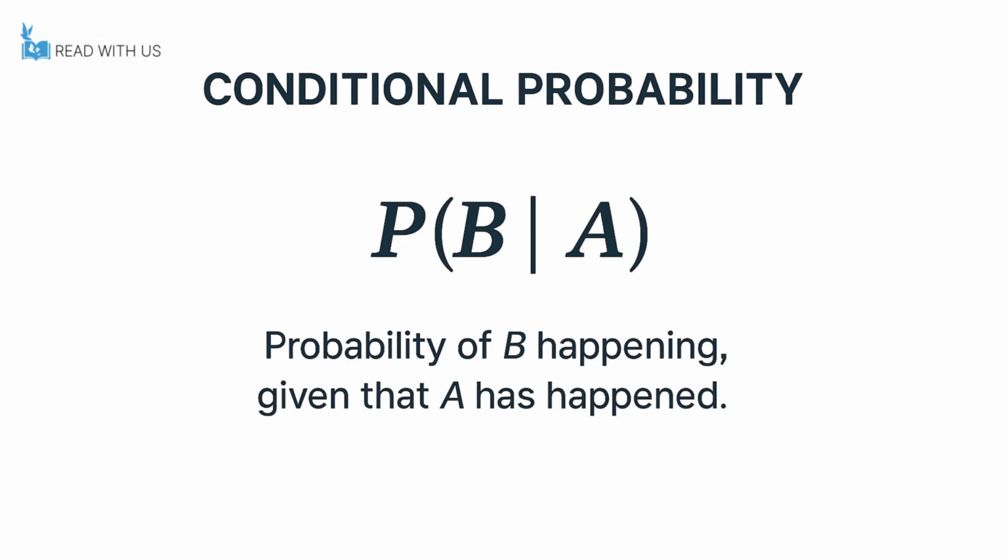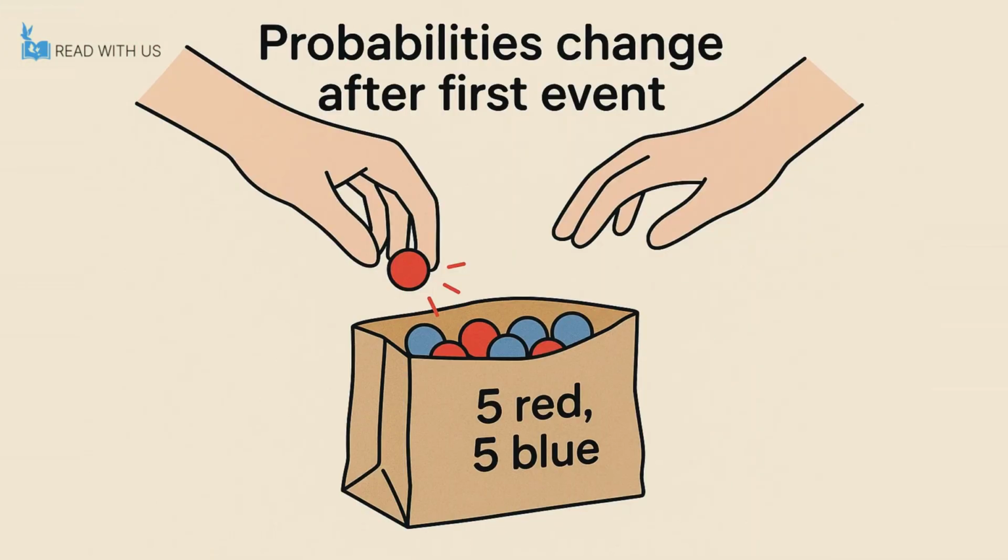If event A has already happened. For example, imagine a bag of sweets with 5 red and 5 blue sweets. If we pick one and it's red, then the probability of picking another red has changed because the total number of sweets is smaller. That's what conditional probability is all about: how one event changes the likelihood of another.